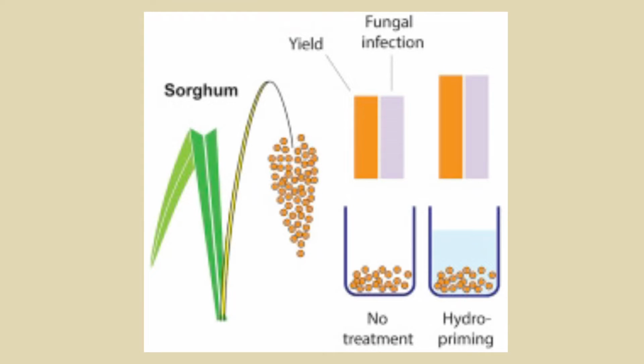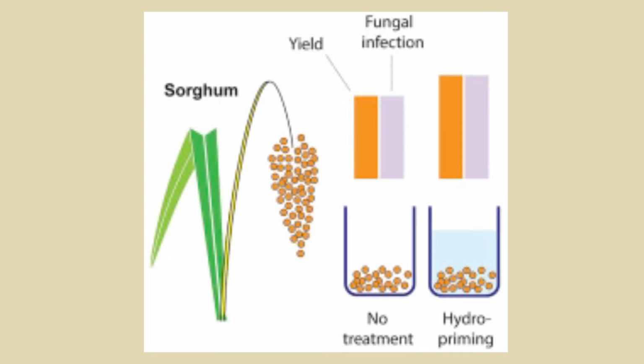For the example of hydropriming, we took sorghum plant as a sample. The parameters for this experiment are the yield rate and also the fungal infection on the seed. Basically, the treatment is all about soaking the seeds in the water.